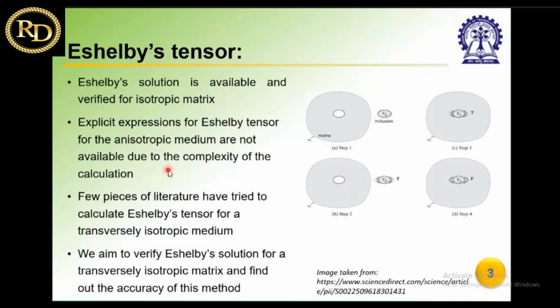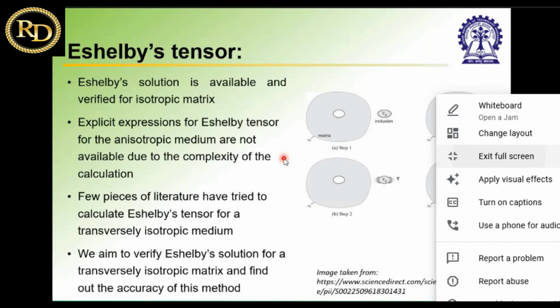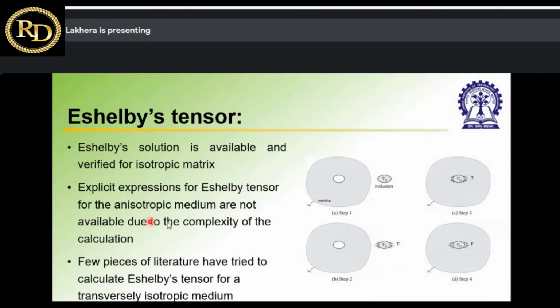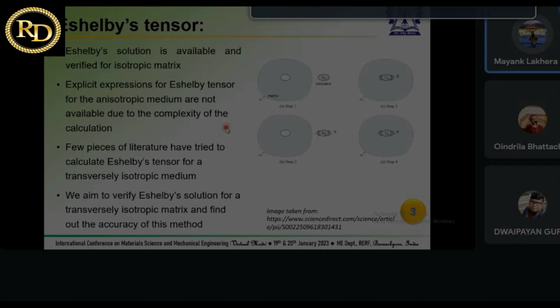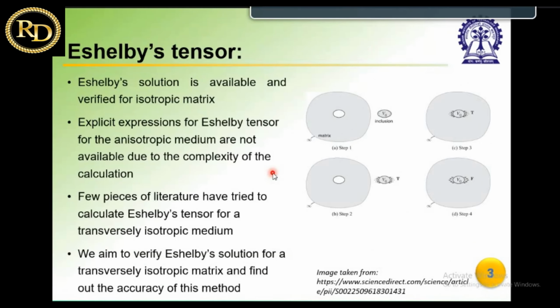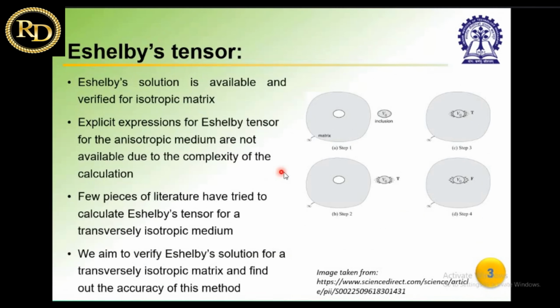There are some expressions for the Eshelby tensor for isotropic material, but not many literatures have described the Eshelby tensor for anisotropic medium, because they are very difficult to calculate. And I think the Eshelby tensor is the best method to find the overall properties of the composite material. There are a few literatures that have tried to calculate the Eshelby tensor for a transversely isotropic medium, and we want to test the accuracy of it.